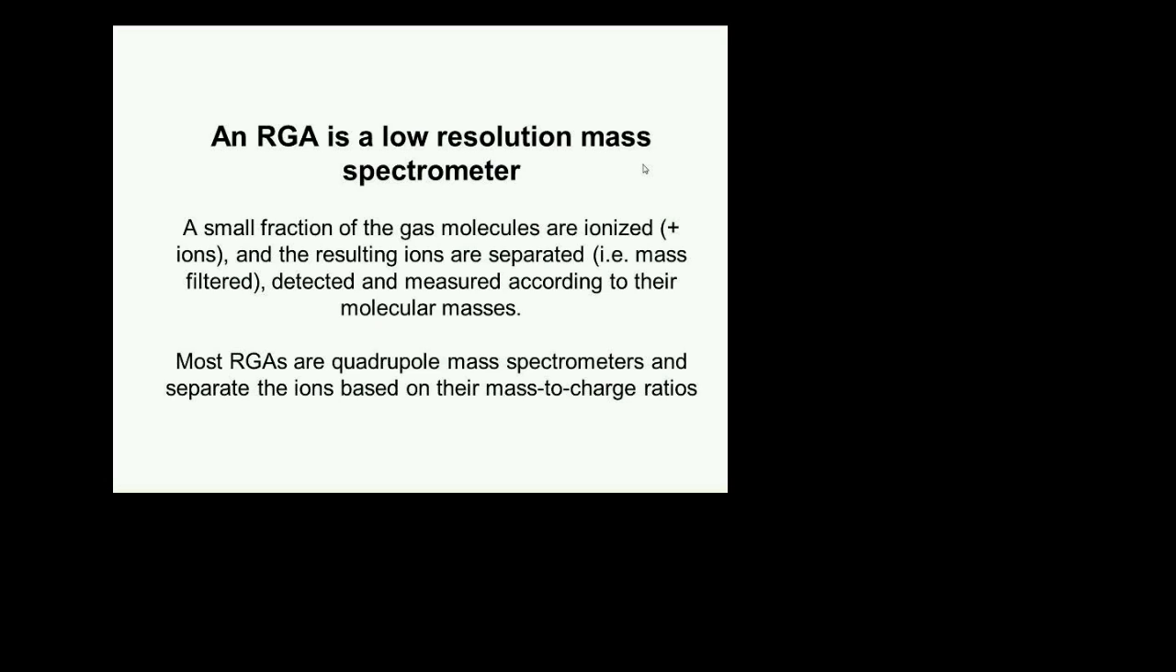It takes all of the gas at the same time, ionizes the gas molecules, and filters them based on their mass-to-charge ratio. It detects the specific masses and then measures their concentration or quantity according to their molecular masses, generating what's called a spectrum in the end. Most RGAs are quadrupole mass spectrometers. That's what we're going to focus on today.